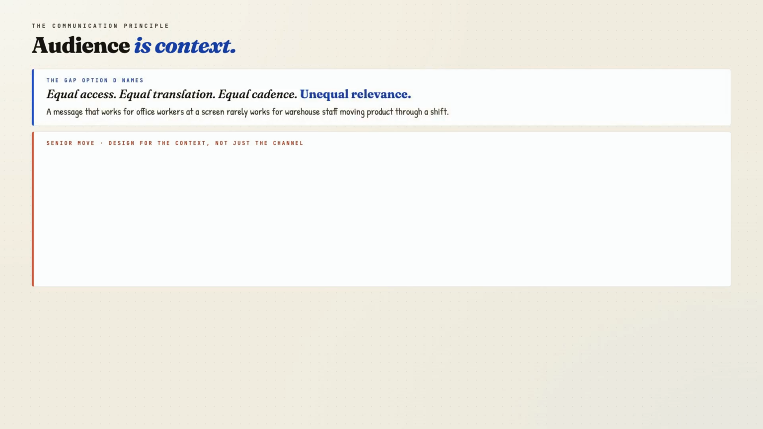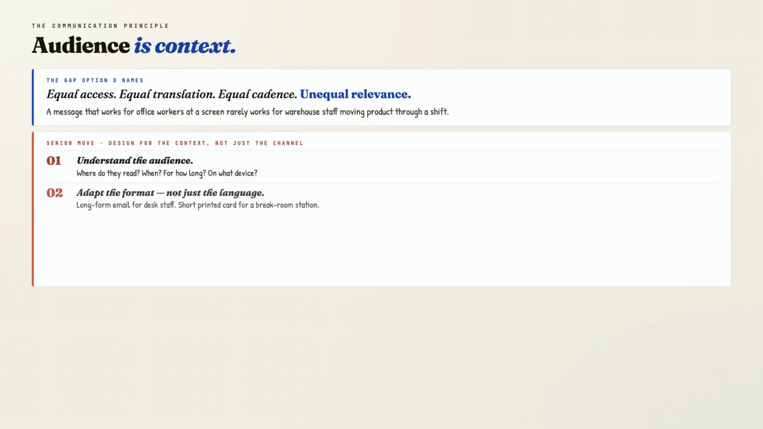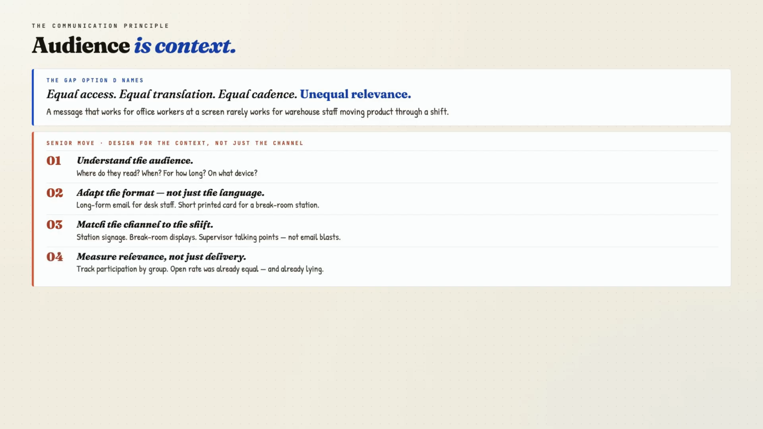Here's the deeper communication principle. Audience is context. A message that works for office workers staring at a screen rarely works for warehouse workers moving product through a shift. Equal access, equal translation, equal cadence, unequal relevance. That is the gap option D names. The senior communication move is design for the context, not just the channel. Warehouse employees need shift-adapted formats, printed handouts at stations, break room displays, brief supervisor talking points. Not a long-form email blast.